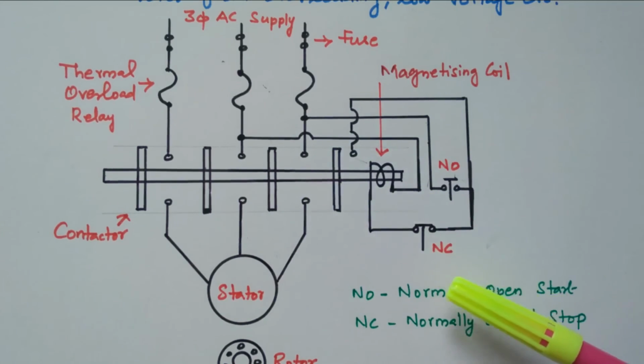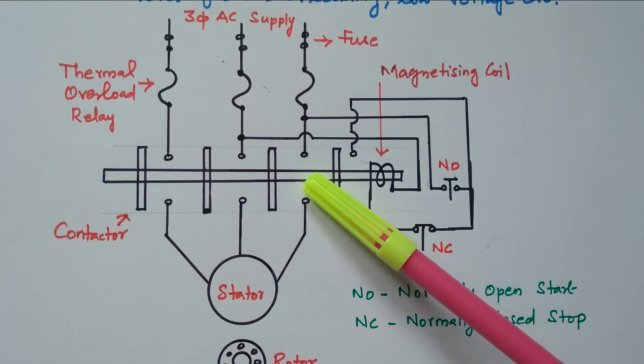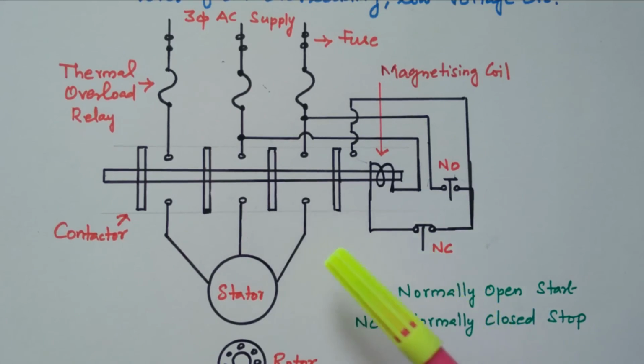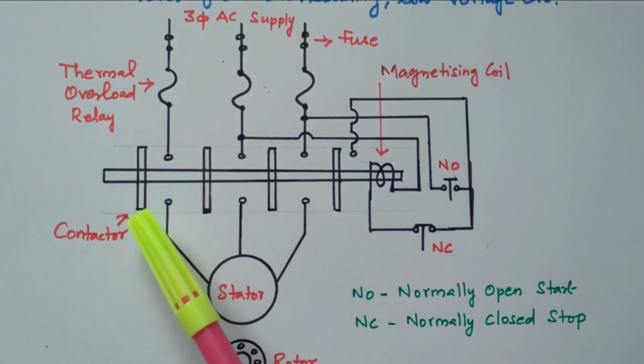Suppose if any abnormal condition is there, we want to disconnect the supply, this NC is opened. If you open the NC, what will happen? The supply given to the magnetizing coil is cut off, so that it is de-energized, and so it will release the slip ring, so the supply is disconnected during abnormal condition. Another facility available is overload or overcurrent. Suppose in a normal operation, if any overload or overcurrent is drawn, this thermal relay will cut off, so that it will disconnect the motor from the supply, right.